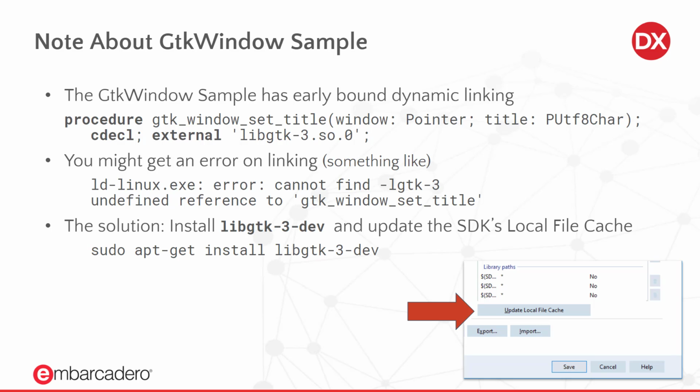In the GtWindow sample, I received an error during linking because it dynamically links during early bound. It's an early bound dynamic link, and it wasn't finding it correctly for linking it, and so I was getting the error you see there. So you might get an error, something like that.